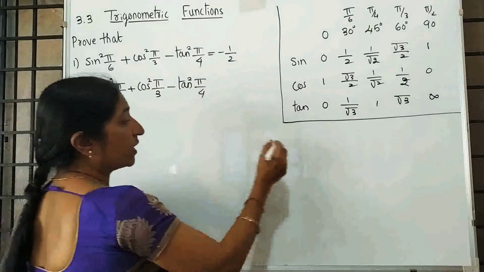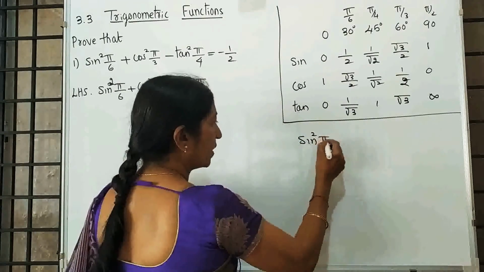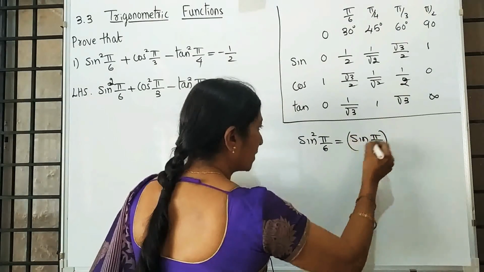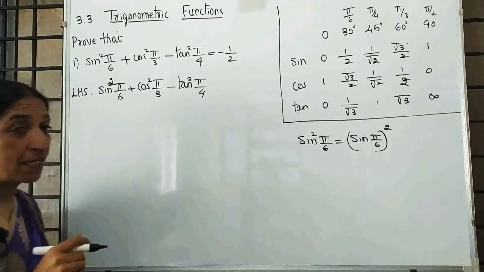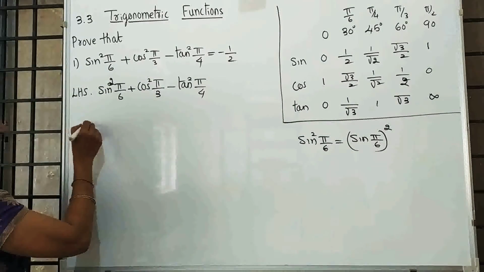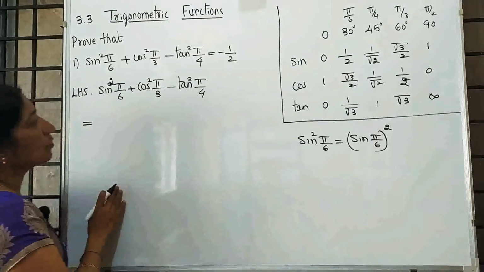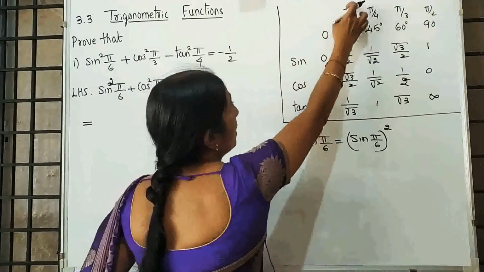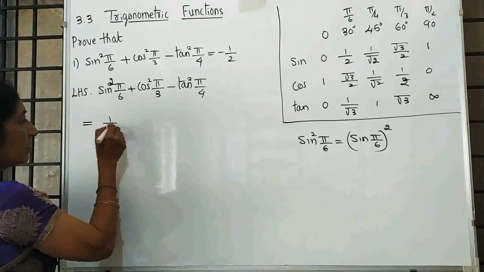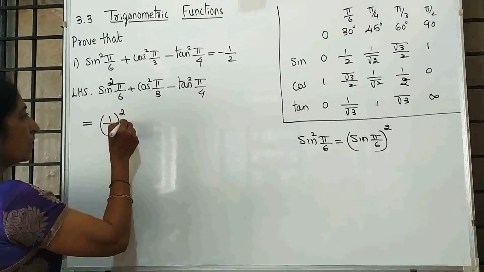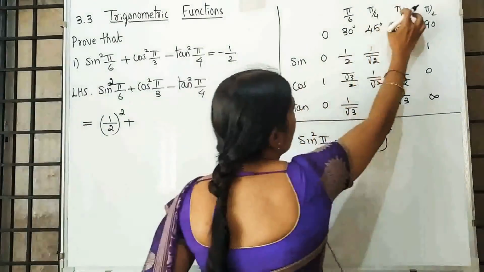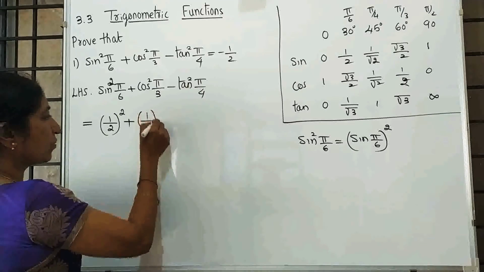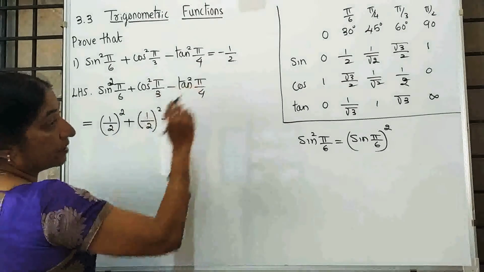Now, sin square pi by 6 is nothing but sin pi by 6 whole square. That means whatever is the value of sin 30 degree, that whole square we have to write. With the help of that table, no need to convert in terms of degree because I gave the radian also. What is sin pi by 6? Sin pi by 6 is 1 by 2. This is 1 by 2 whole square plus cos pi by 3, that is 60 degree, is 1 by 2, 1 by 2 whole square. Tan 45 is 1. Refer the table.